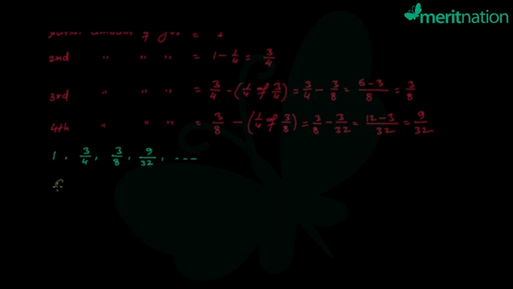So we see here A2, the second term minus the first term, gives 3 by 4 minus 1, that is minus 1 by 4. And the third term minus the second term, A3 minus A2, becomes 3 by 8 minus 3 by 4. So 8 is the LCM, 3 minus 6. It becomes minus 3 by 8.